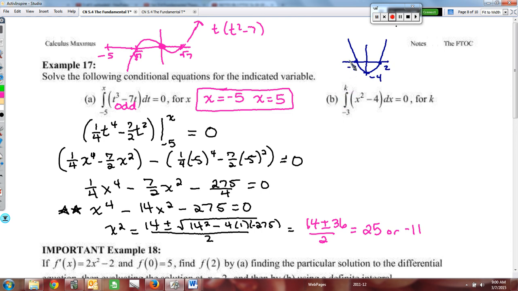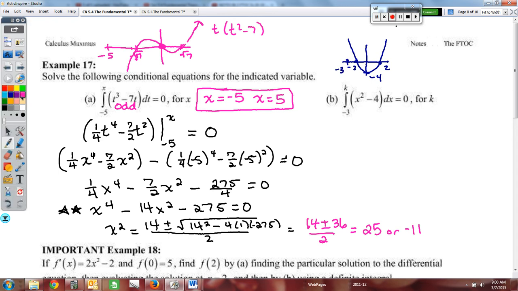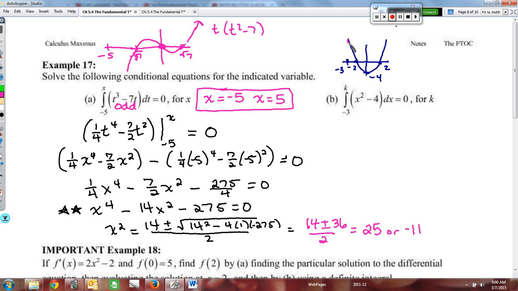And so we're starting back here at -3. And so we are looking at the accumulation of area. Now what's one intuitive solution that the k is going to be? We know that k equal to -3 is going to be one answer.